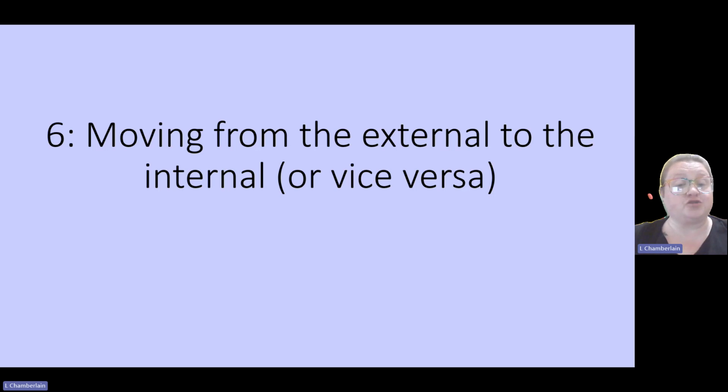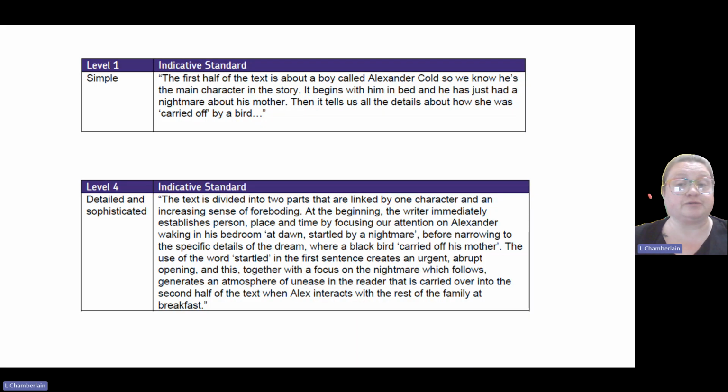To finish off, I just want to show you 2 short examples. So the first one is pretty straightforward, and it's a simple example which shows a structural feature has been selected. The first half of the text is about a boy called Alexander Cold, followed by a simple comment on the effect of this example, so we know he's the main character in the story. Therefore, this has got a really simple use of subject terminology and a simple point being made. I'm just going to move out the way of this one a moment, give you a chance to read it.